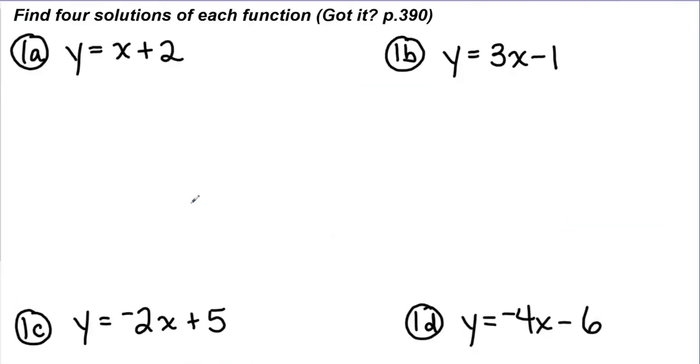So let's take a look at some more functions, and let's find 4 solutions to each one of these functions just so we get the hang of it. Now I'm going to organize my solutions in a t-chart, because that just makes it a little more compact and a little easier to do.